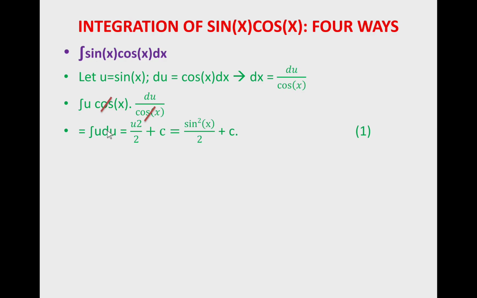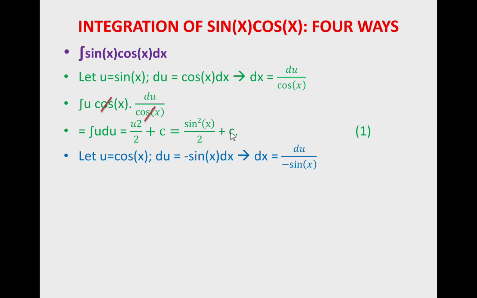The result of the integration is u squared divided by 2 plus constant. We could replace u by its value, which is sin x, and we'll end up getting the result of the integration of sin x cosine x dx will be sin squared x over 2 plus constant.